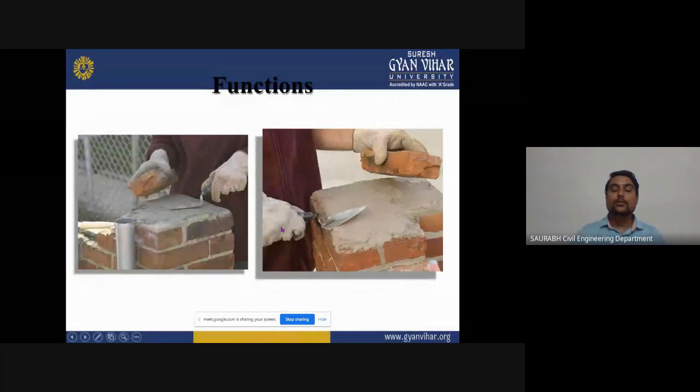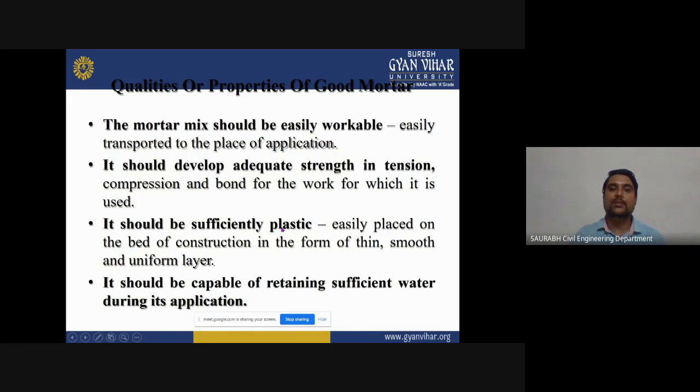So now we know about the function of mortar, and the role of mortar in the construction of walls and structures. First, we will see the qualities or properties of a good mortar. What qualities should a good mortar have?